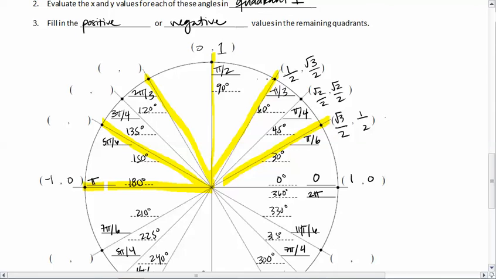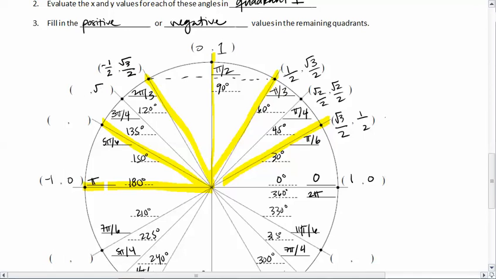So if we look at our value over here, our y value at this point is the same, and our x value is just the opposite, the negative. So we can rewrite this one over here at 2 pi over 3, or the same as 120 degrees, as negative 1/2, and square root of 3 over 2.